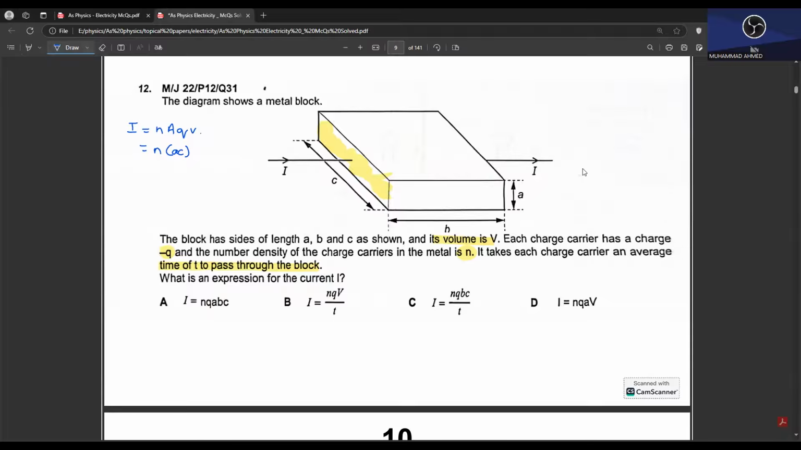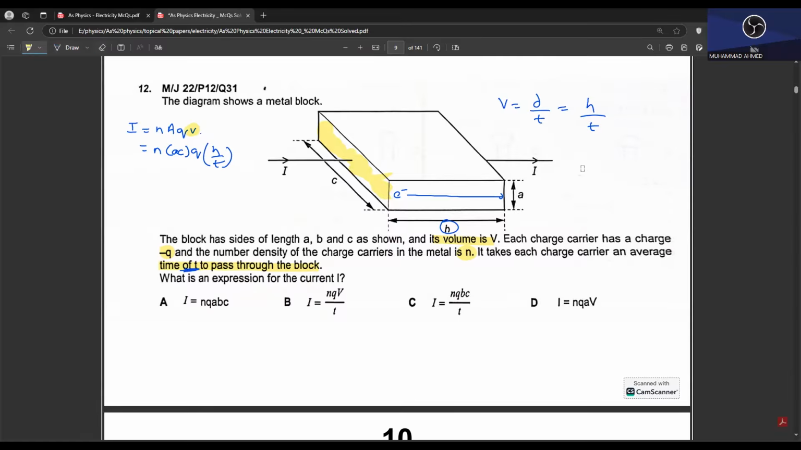Perfect. How can you replace the velocity, since you are not given the velocity directly here? The electron will travel this much of length, that is equal to h, in a time of t. I think time was given. Where was the time? Yeah, here it is. Time was given. So velocity can be replaced by what? Distance over time. Distance traveled is h, time is t, so h over t.